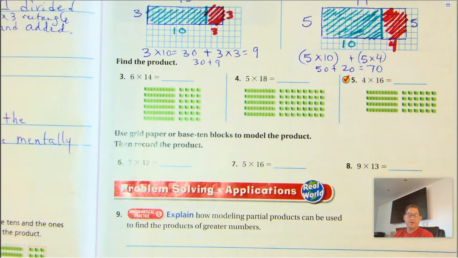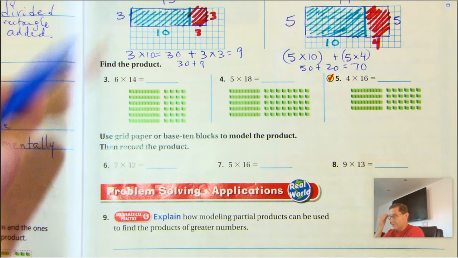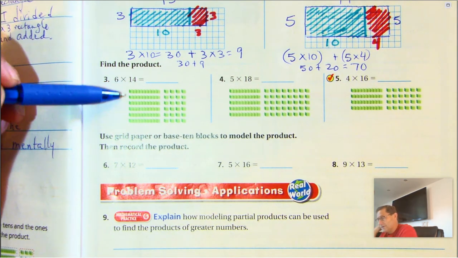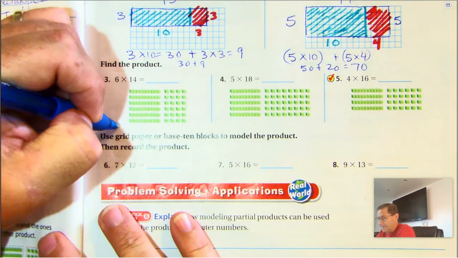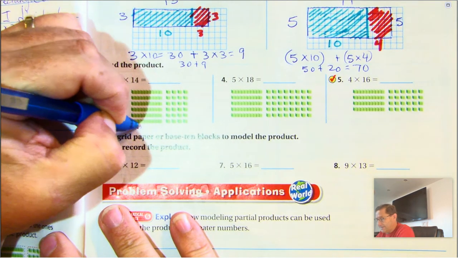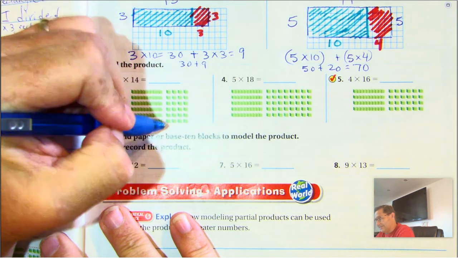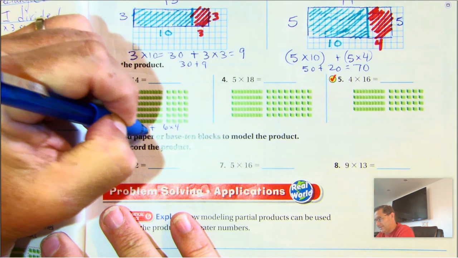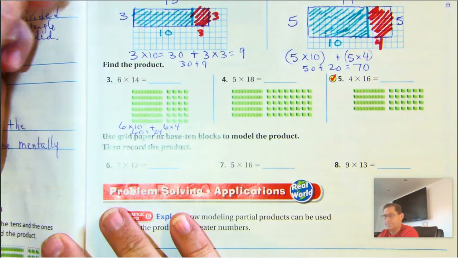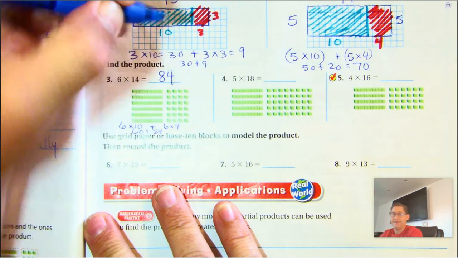So we can also find products using base 10 blocks. So we see here we have 6 rows of 1 ten and 4 ones. So we have 6 times 10 plus 6 times 4. 6 times 10 is 60, plus 6 times 4 is 24. 60 and 24 is 84.